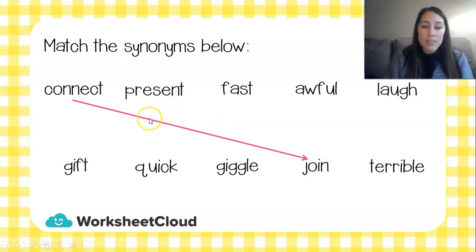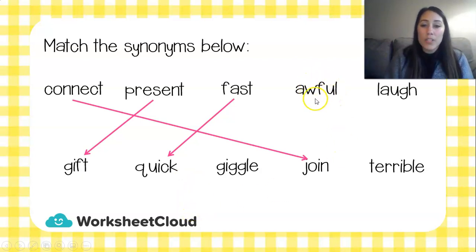Present, I see something over here that could be the same as present, and here we've got gift. So you could give someone a birthday present, or you could give them a birthday gift, and it means the same thing. Here we've got fast, and quick could be the same. So you could say that is a very fast car, or you could say it is a very quick car.